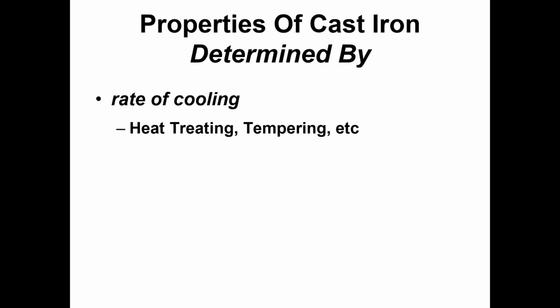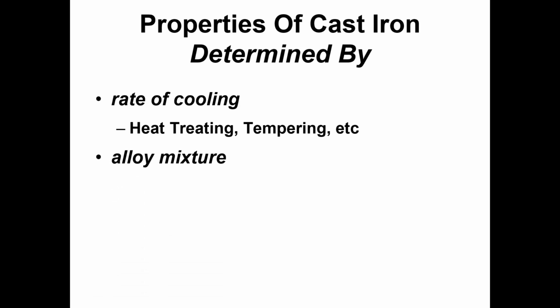Okay, so the properties of iron are determined, in addition to the composition of carbon and iron, by the process that's used to make these things. So you could cool it at a certain rate, and you can heat it up and cool it down again, which we call heat treating or tempering.